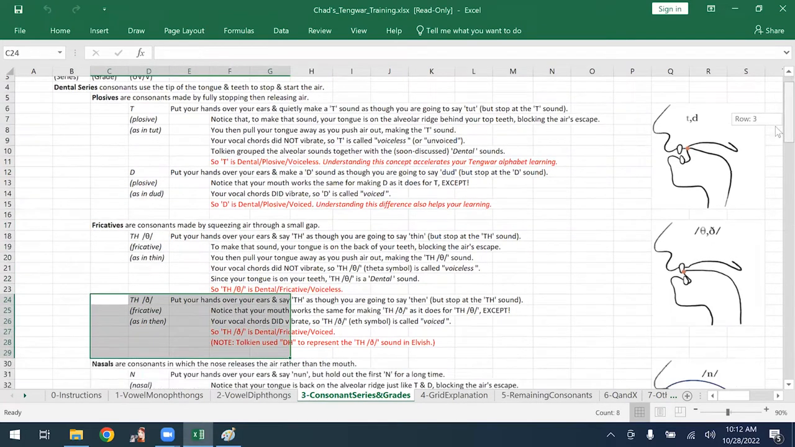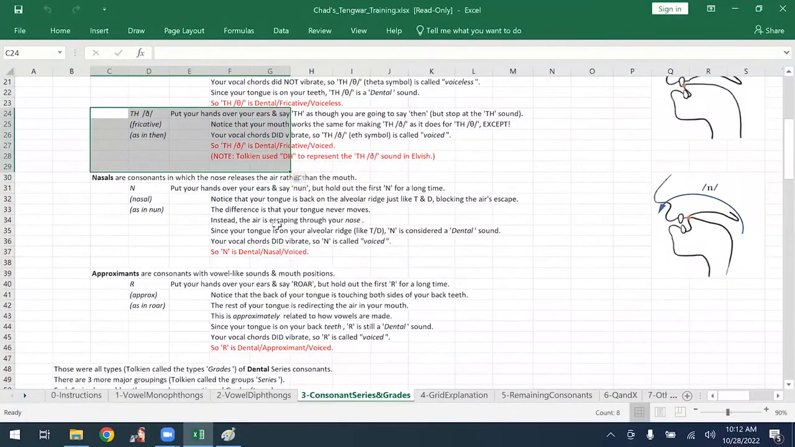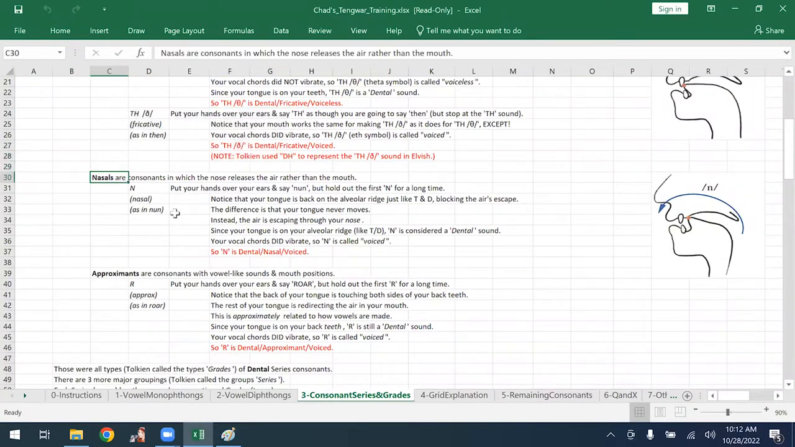I'm sure you can pick up on the pattern and realize this is going to be row 5. So dental, nasal, voiced, there's only voiced, is the N. On nasals, they're called nasals for a good reason. A nasal just means the air is coming out of your nose, not your mouth.